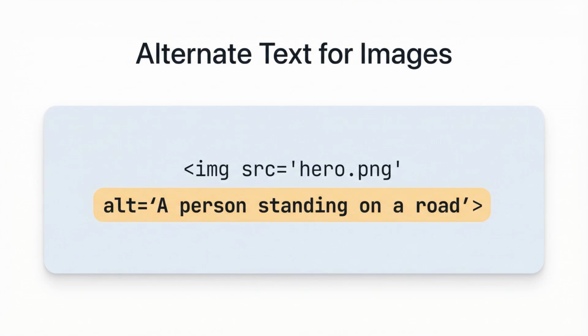Another important practice when working with images in HTML is always providing alternate text, the alt attribute on your image tag. Alternate text serves two purposes. It describes the image to screen readers for accessibility, and it displays as fallback text if the image fails to load. This is not optional. It's a best practice every developer should follow.